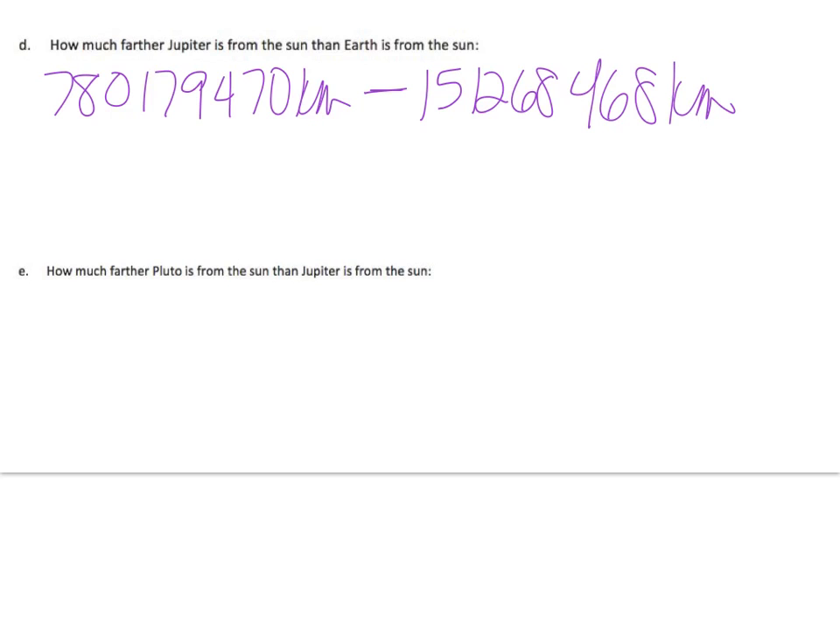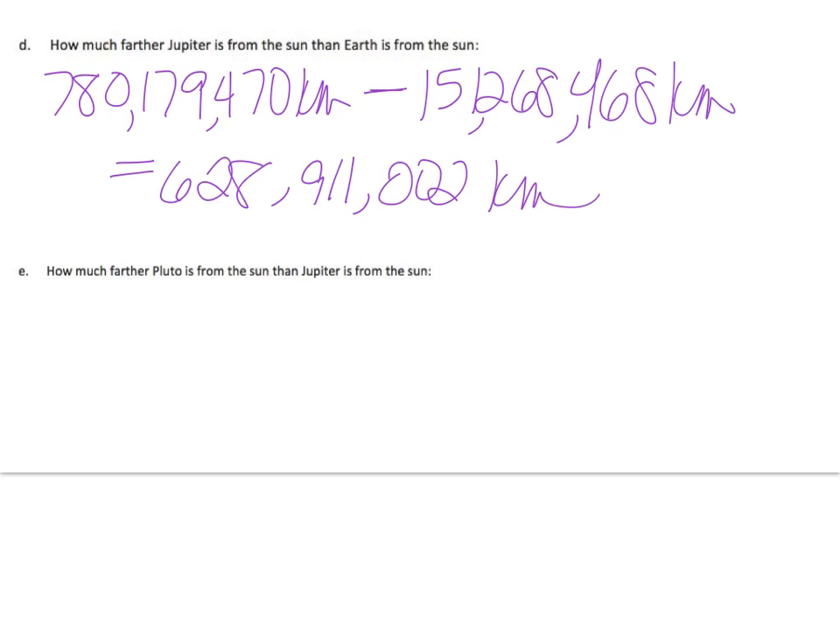Okay, handy dandy calculator, because I didn't write these in the right way that I could do them by hand very well. That gives me 628,911,002 kilometers, which in scientific notation is 6.3 times 10 to the 8th kilometers.